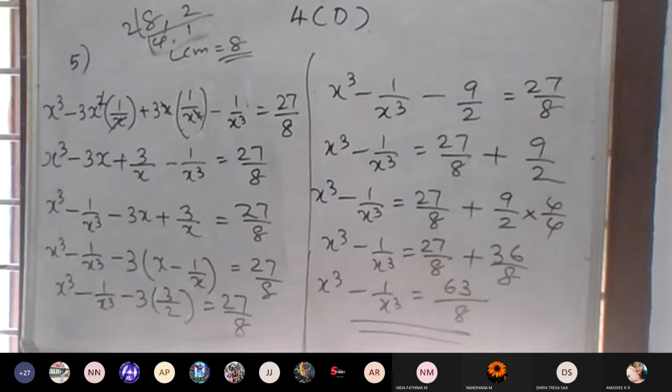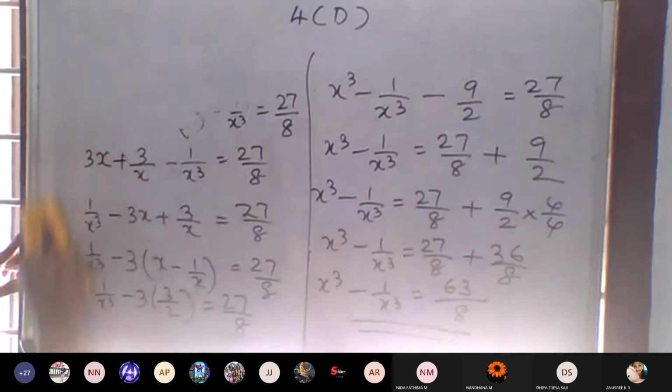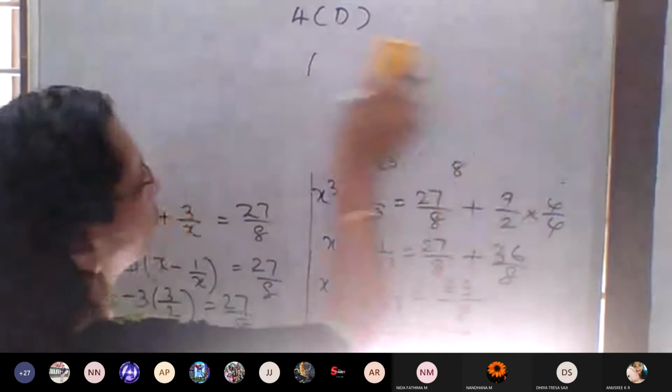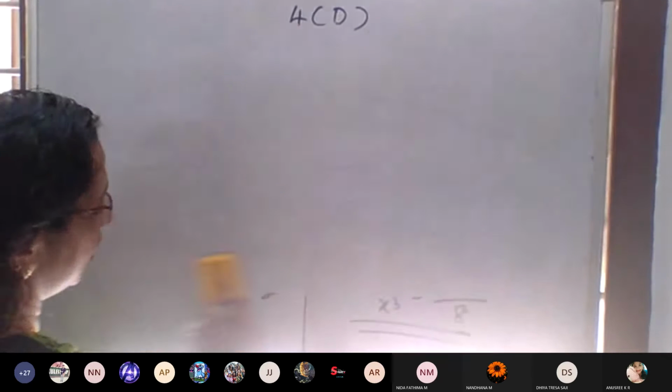So separate calculation we can do. We have to find out first part: 3 into a plus b whole square plus 5 into a minus b whole square. So first we can do a plus b whole square. Next we can do a minus b whole square. After that we can multiply by 3 and 5. Then addition. Do it separately. Then it will be easy. Sixth question. First find a plus b whole square. Substitute the values given. You will get a plus b whole square.